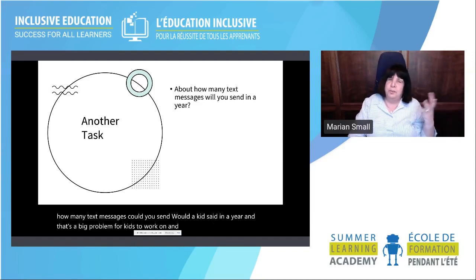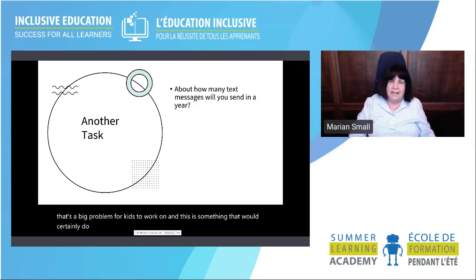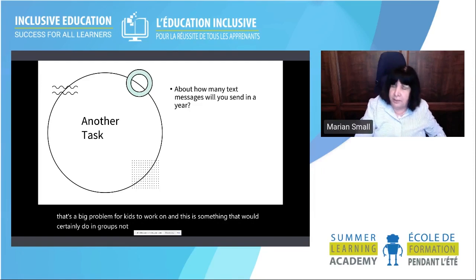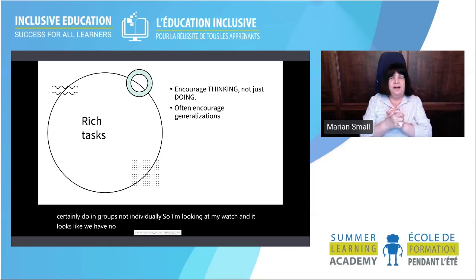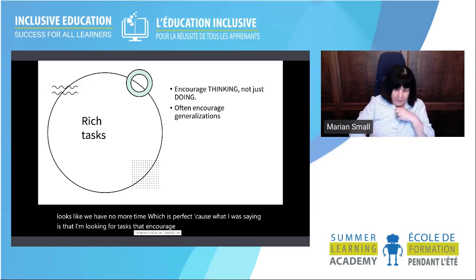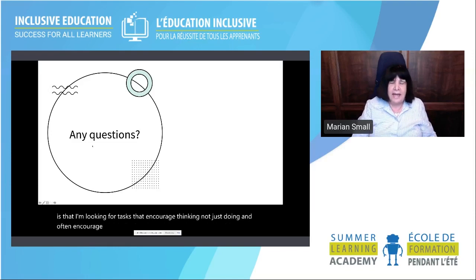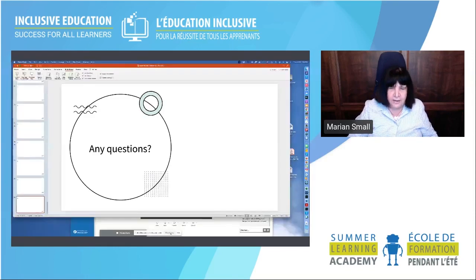This is something you would certainly do in groups, not individually. I'm looking at my watch and it looks like we have no more time, which is perfect, because what I was saying is that I'm looking for tasks that encourage thinking, not just doing, and often encourage generalizations. And I think we're going to leave it there.